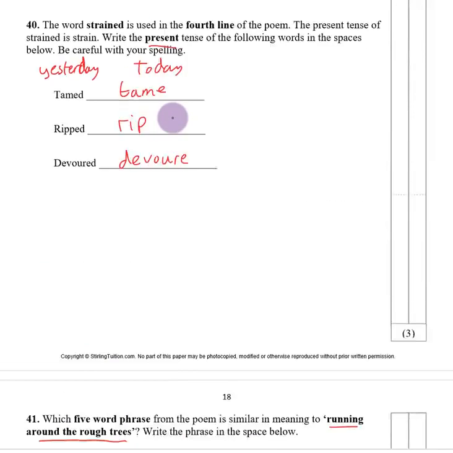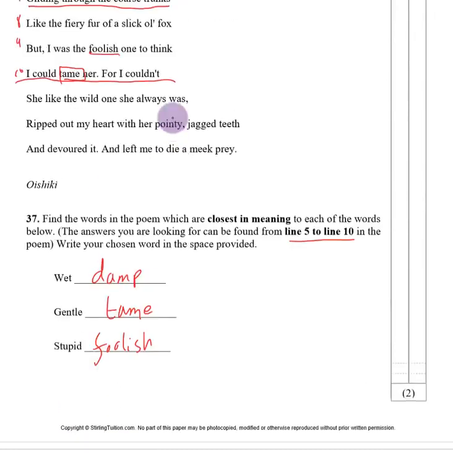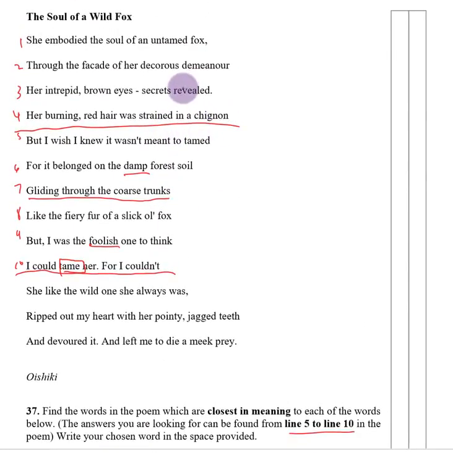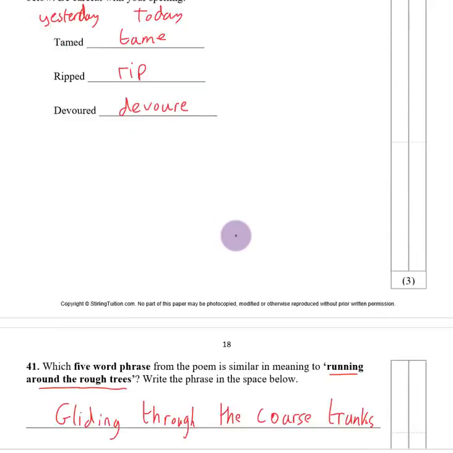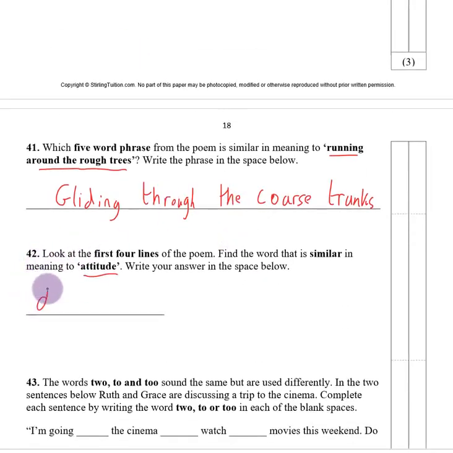So first 4 lines of the poem, a word that is similar in meaning to attitude. And it's actually this one here, demeanor. Okay, so demeanor is basically your attitude. So we need to pop that in. So we got demeanor.